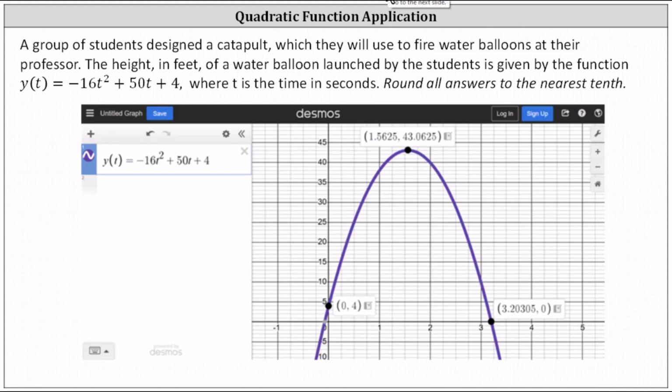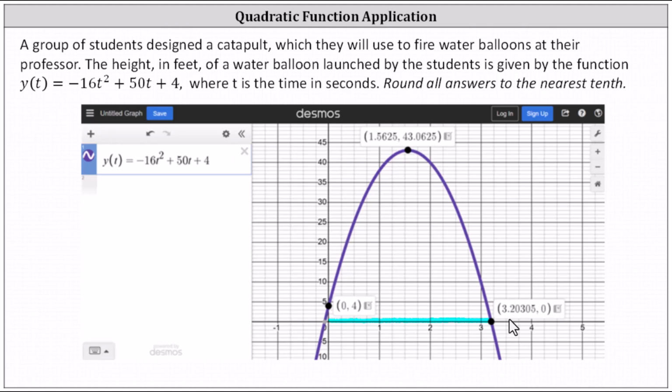Let's first consider the practical domain, which are all the values of t, which is time in seconds, that make sense in this situation. Notice the point on the right, 0, 4, is the starting time of time t equals 0, and then on the right, the t-intercept of approximately 3.2, 0 would be when the water balloon hits the ground. This indicates the practical domain would be from t equals 0 to t equals approximately 3.2, rounding to the nearest tenth.